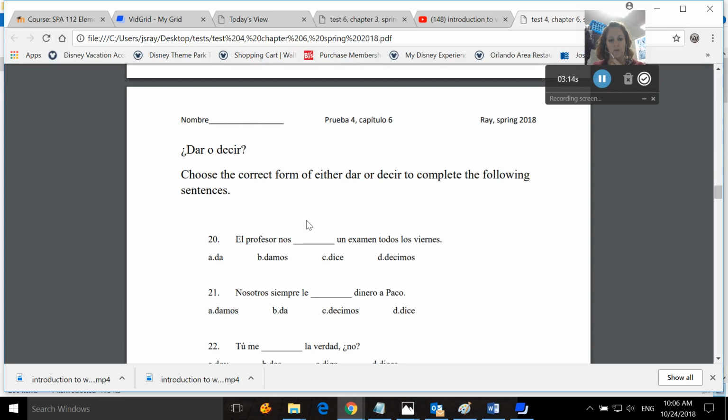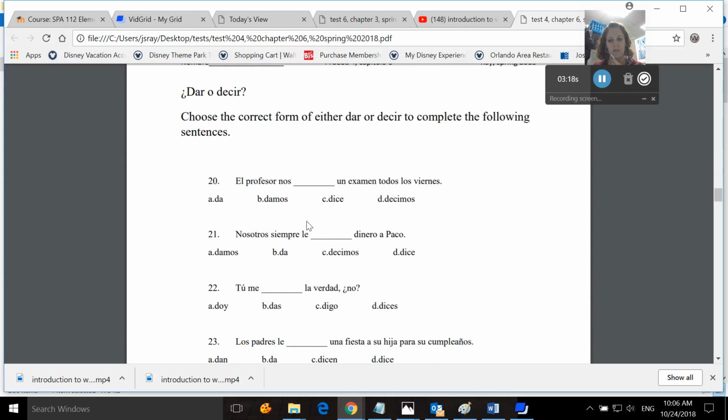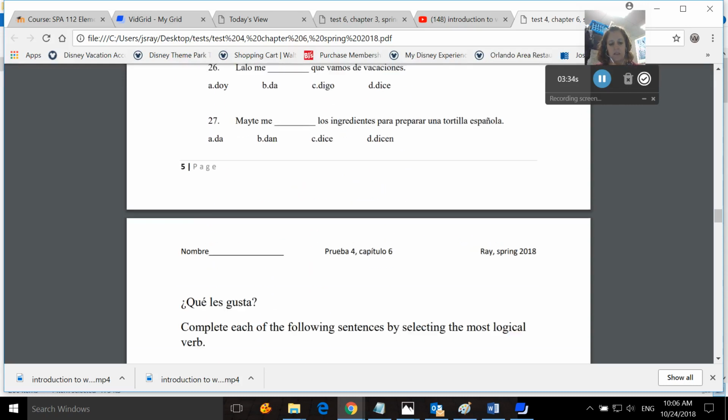Here you're choosing between dar and decir, and you need to pick the correct spelling, the spelling that lets us know who it is that's doing the giving or the saying or telling. But remember that these guys are not your subject. They're to whom something is being told or given. So you need to look, you don't conjugate for them, conjugate for somebody else in the sentence.